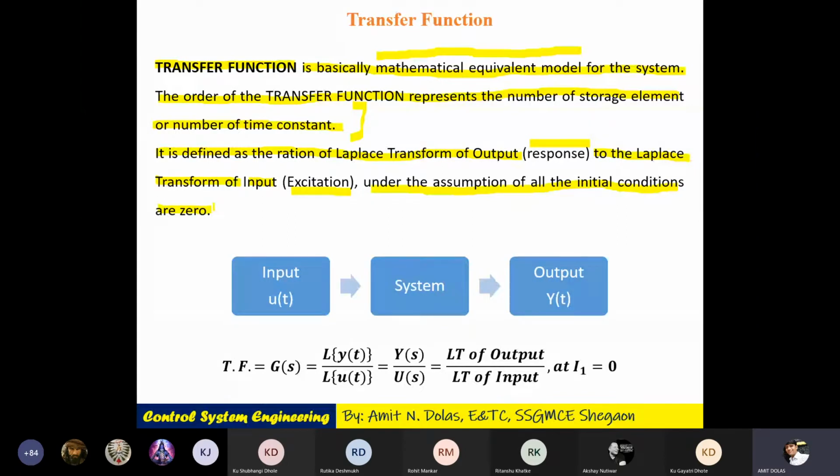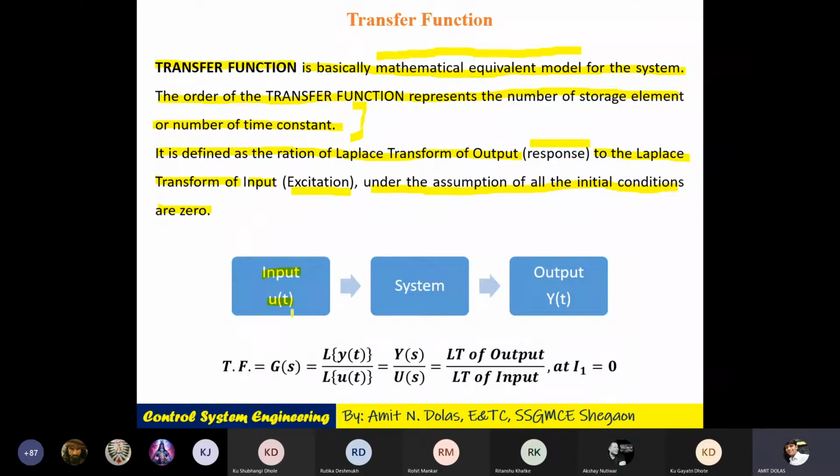Suppose we are talking about an RLC circuit, and if there is an initial charge on the capacitor or initial energy in the inductor, that should not be there. All the initial conditions are zero, like voltage, current, whatever, in the case of an RLC circuit. Suppose, in terms of a block diagram, we can represent it like this.